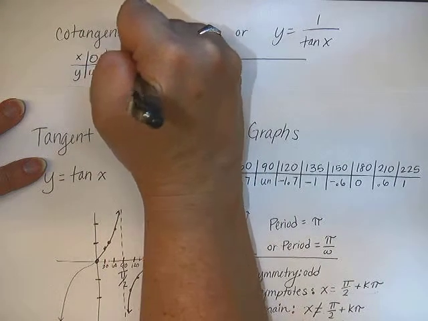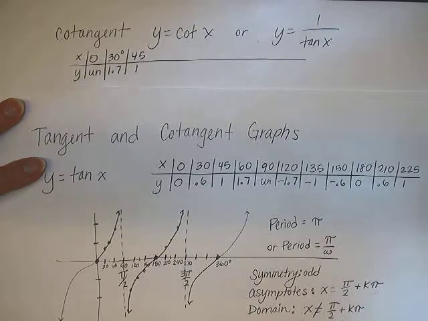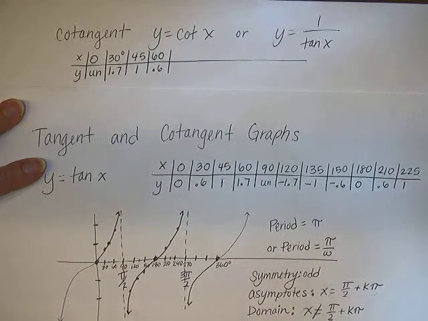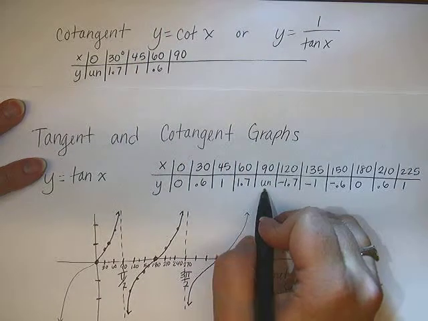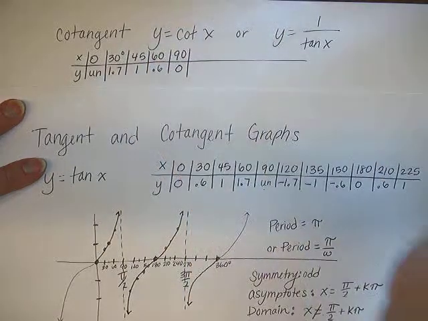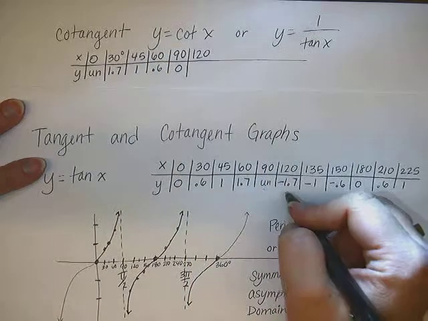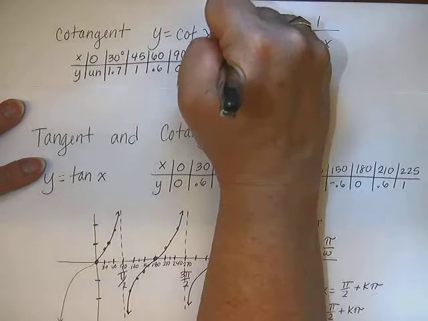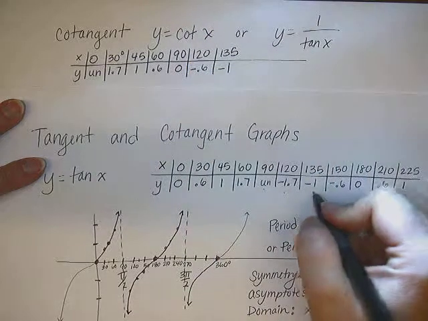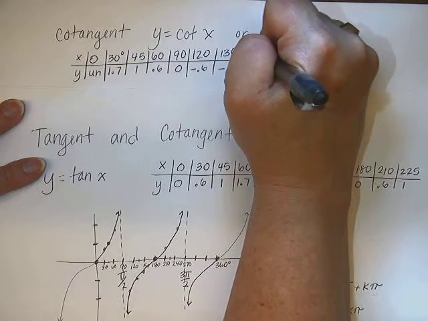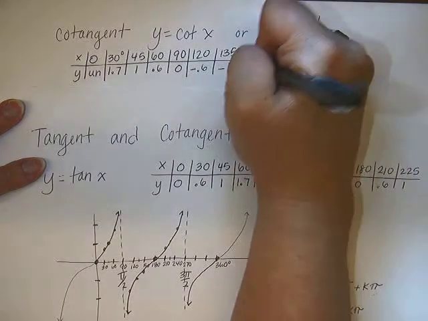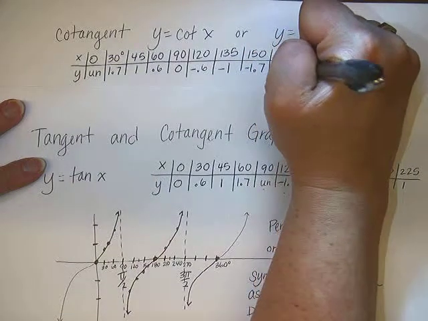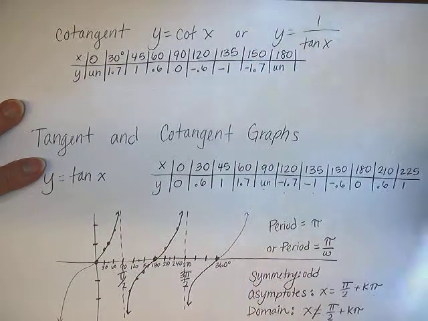45 degrees, the reciprocal of 1 is 1. 60 degrees, the reciprocal of 1.7 is 0.6. 90 degrees, the reciprocal of undefined is 0. 120 degrees, the reciprocal of negative 1.7 is negative 0.6. 135 degrees, the reciprocal of negative 1 is still negative 1. 150 degrees, the reciprocal of negative 0.6 is negative 1.7. 180 degrees, the reciprocal of 0 is undefined.